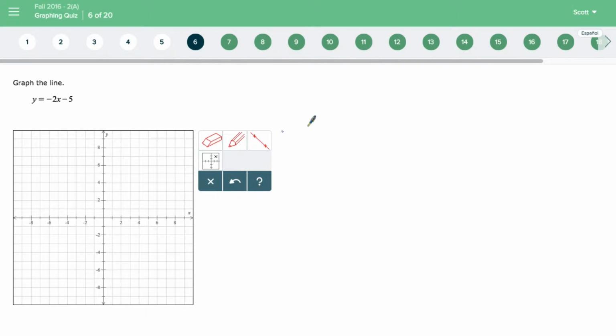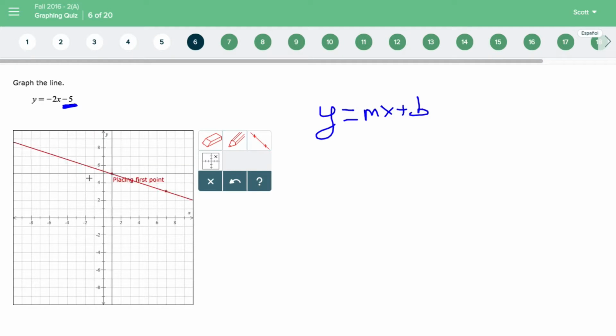Number 6. Y equals mx plus b again. It's in that format. So that means this part right here, the minus 5, is my y-intercept. That means I'm going to put my first part of the line right there at negative 5. So there's my point right there at negative 5. And I'll even just draw it so it's easier to see. So my first point's right there at negative 5.